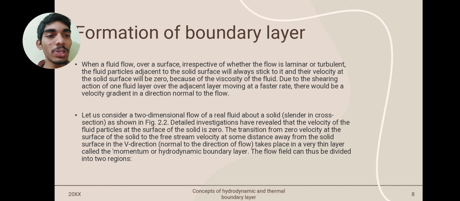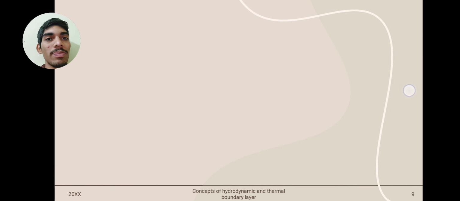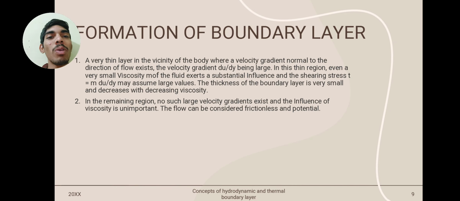The transition from 0 velocity at the surface of the solid to the free stream velocity at some distance away from the solid surface, in the y direction, normal to the direction of flow, takes place in a very thin layer called the momentum or hydrodynamic boundary layer. The flow field can thus be divided into two regions.